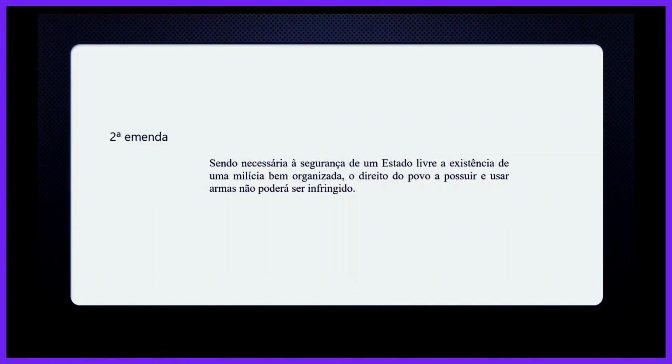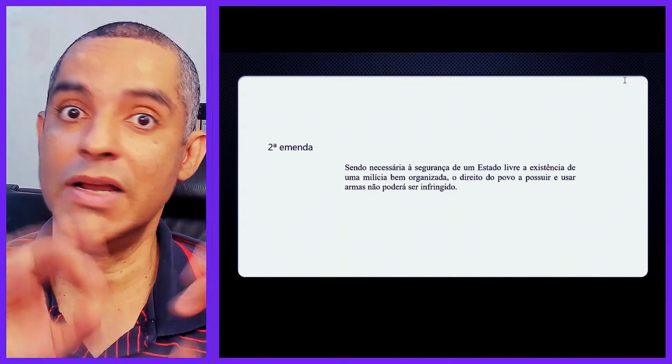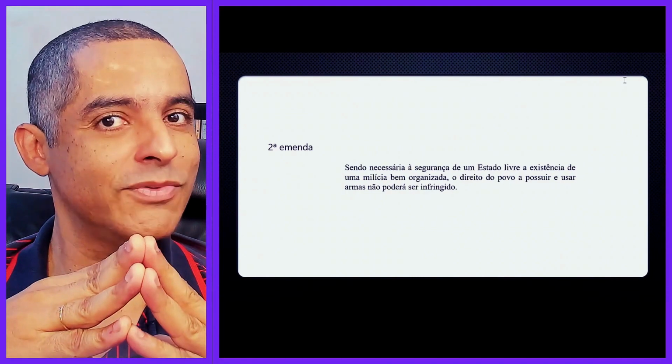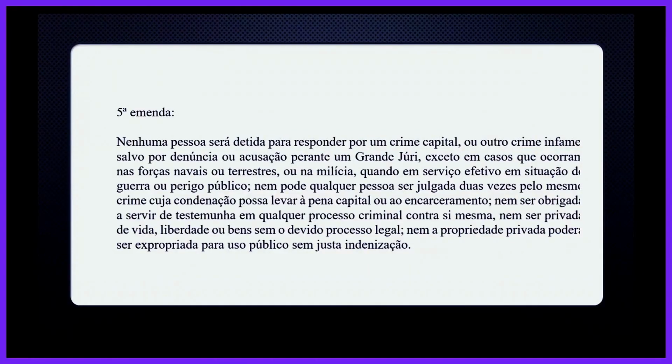Let's go to the second. A well regulated militia being necessary to the security of a free state, the right of the people to keep and bear arms shall not be infringed. This Second Amendment is one of the most debated in American society to date, which lately has reached even Brazil. Shall we go to the third? No soldier shall, in time of peace, be quartered in any house without the consent of the owner, nor in time of war, but in a manner prescribed by law. The Third Amendment clearly shows the desire that a law such as the Quartering Act, which had been imposed by the English on the colonists, would never be repeated.